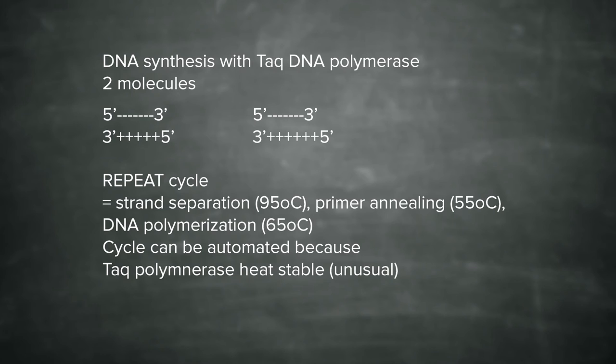Well, this is a way that bacteria that grow in hot springs at very high temperatures have been used in a way that is useful for molecular biology. Okay, so you repeat the cycle over and over, and after about 30 cycles, you have taken one DNA molecule to about a billion, 10 to the ninth molecules. That is enough to do all sorts of things with.